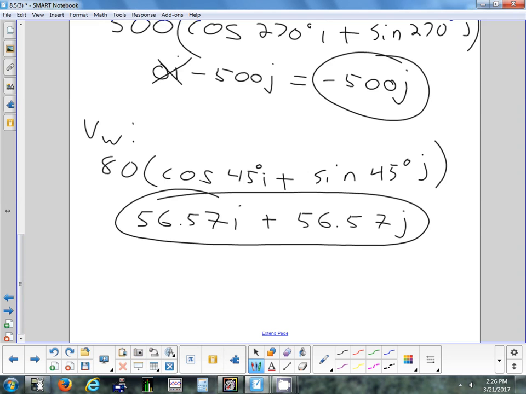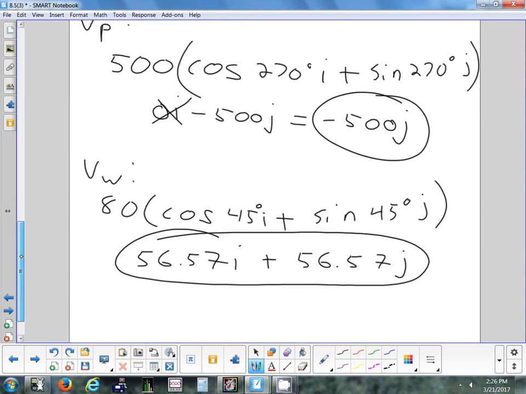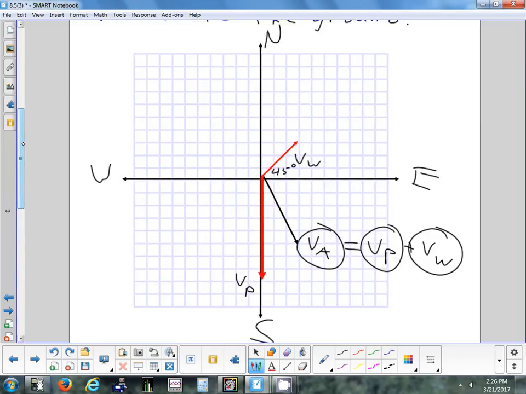How come the amount it's blowing the plane east and the amount it's blowing north are exactly the same? Would that always happen, or why does that happen in this case? Because it's going exactly north and east in the same amount. Yeah, the wind is blowing exactly between north and east, so the amount north and the amount east is exactly the same.